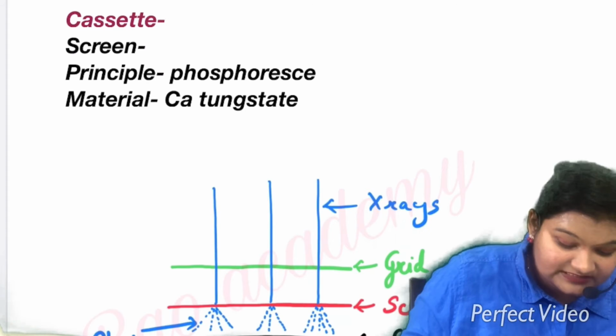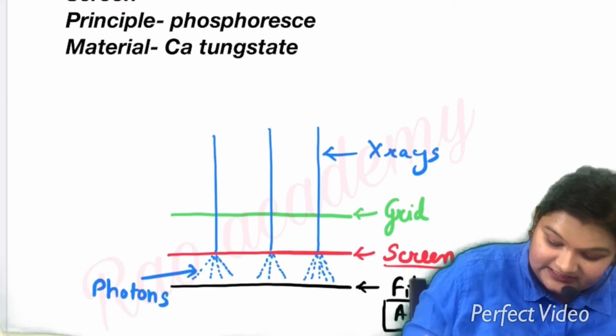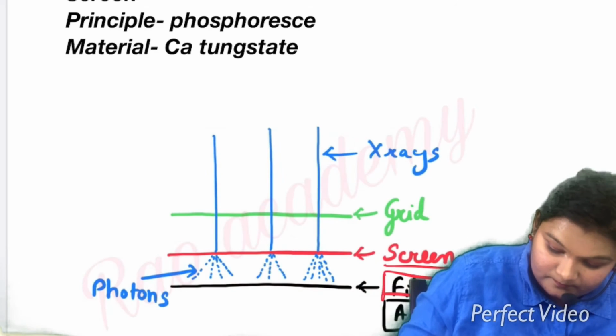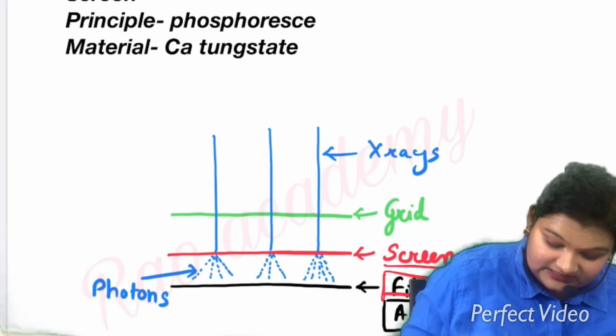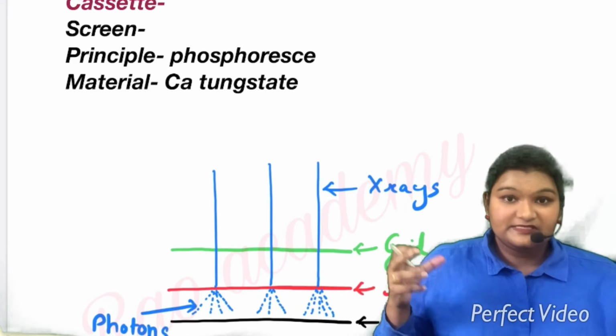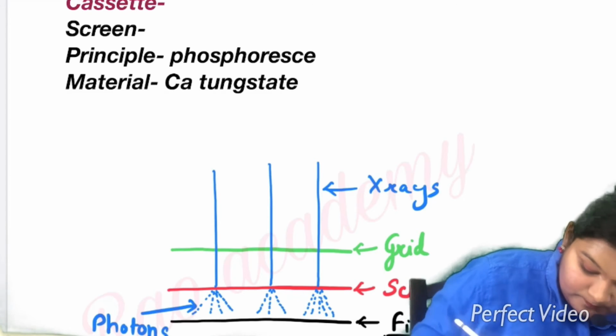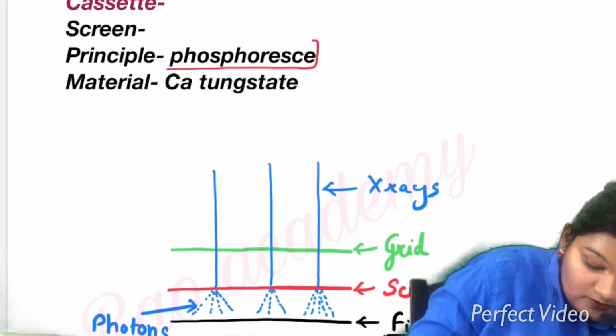Now let us move towards the cassette. So in the cassette, we have two things. The first one is our screen and the second one is our film. So let us see about the screen first. On what principle does this screen work? It works on the principle of phosphorescence.